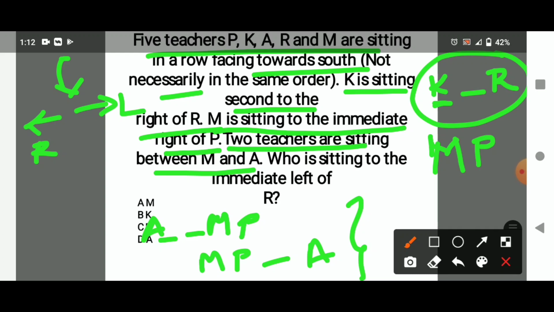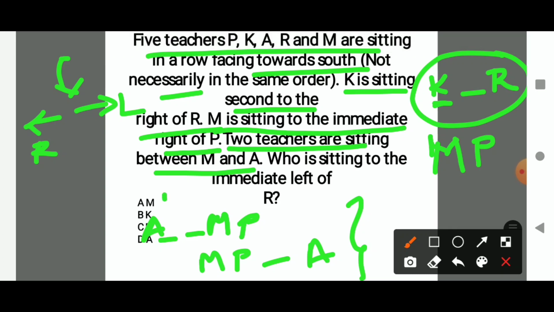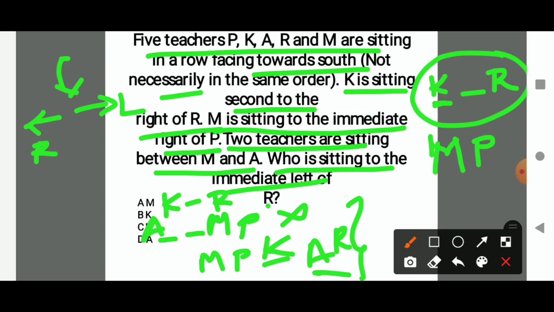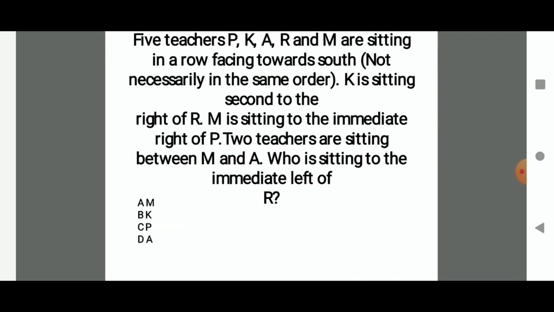Only 5 teachers are there. If K is here, M is replaced with R. So this is not at all possible. So here this is possible: M, P, K, A, R. Who is sitting immediate left of R? The person sitting here is A. So option D will be the correct answer to this question.